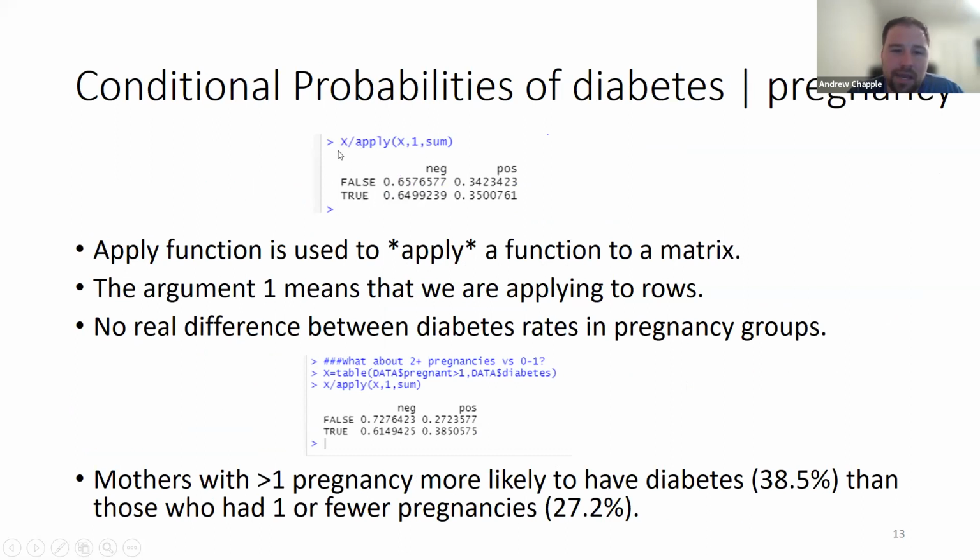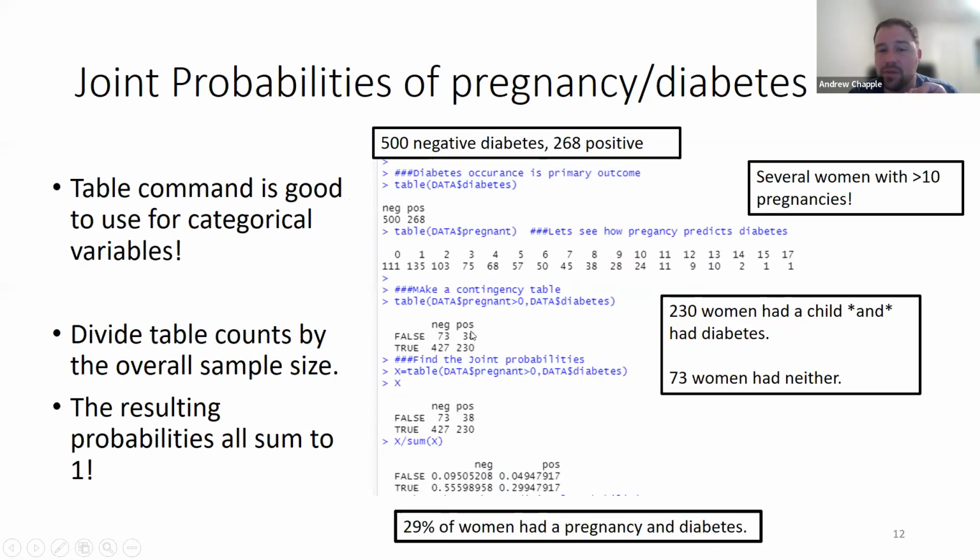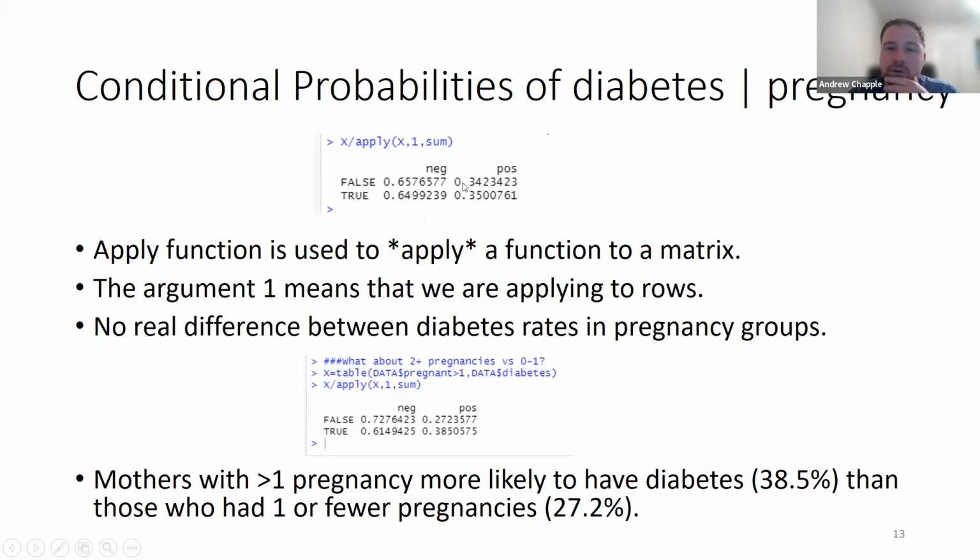I can also use this command here, apply, to get row probabilities or column probabilities. Actually, prop.table is going to be a little easier, and I'll show you how to use that at the end of this. So actually I can show you now. So this is a contingency table here that I'm dividing by. I'm applying the sum function to each row. So what this function is doing is it's adding up 73 plus 38, adding up 427 plus 230, and then it's dividing the rows by each of those. So I can see here, conditional on no kids, about 34% of people had diabetes, compared to conditional on they did have kids, about 35% had diabetes.